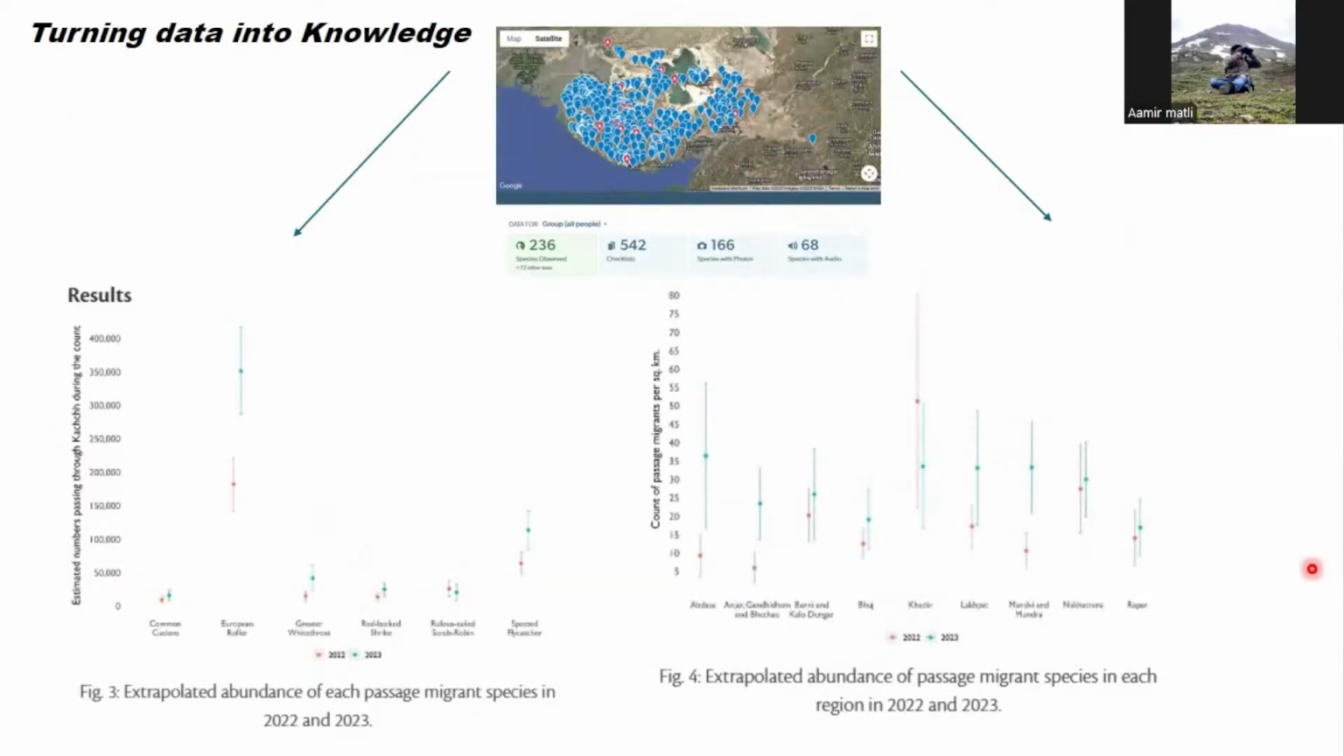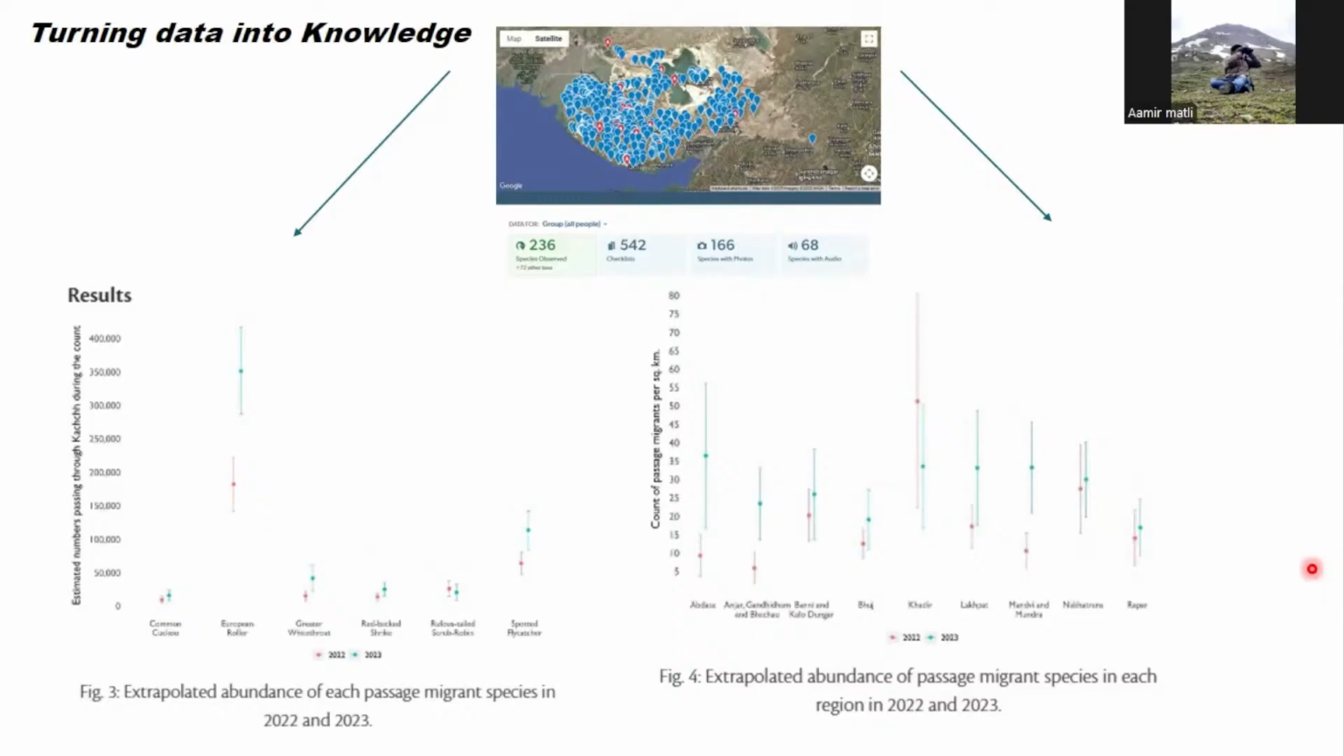So for 2 years, 2022 and 2023, we analyzed the PMC data sets and published the results. These publications highlight the patterns of passage migration, including species diversity, timing, and habitat use. Across both years, a team surveyed more than 250 grids with more than 1,000 eBird checklists and recorded more than 230 species of birds, including the passage migrants as well as the resident birds. Using these data, we were able to extrapolate the abundance of each passage migrant bird.